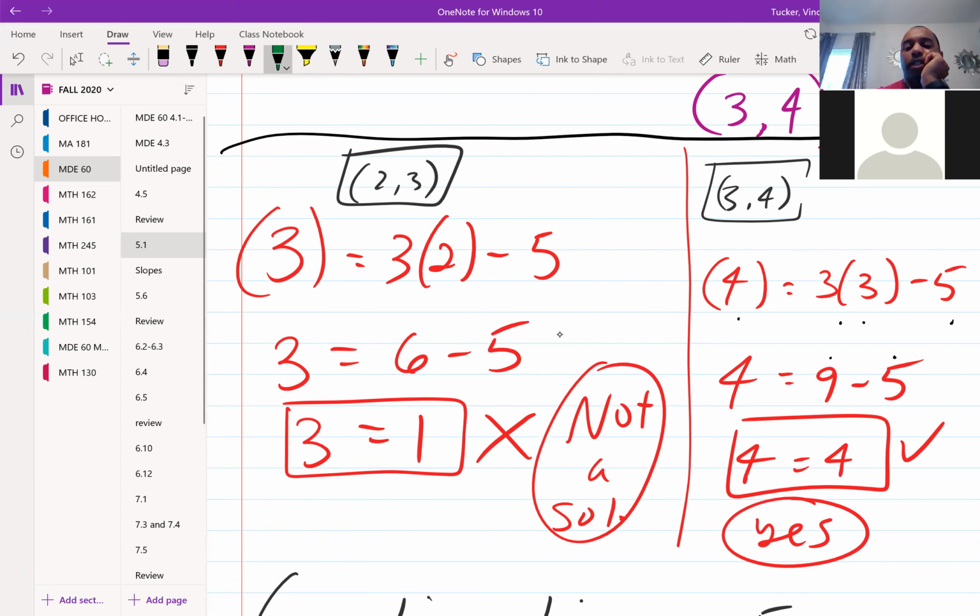All right, take 3, 4, and do the same. That means 4 for Y, 3 for X. 3 times 3 is 9. 9 minus 5 is 4. 4 equal to 4 is true. And so that means it is a solution.